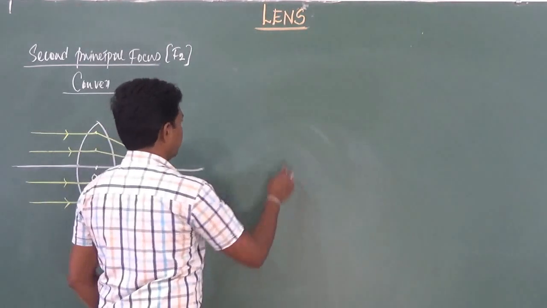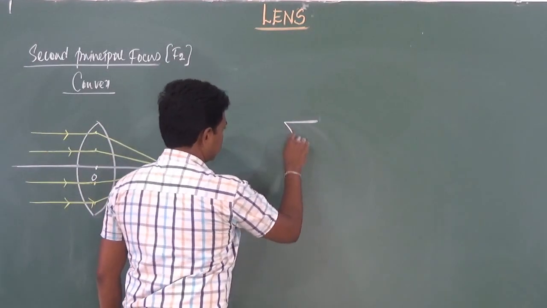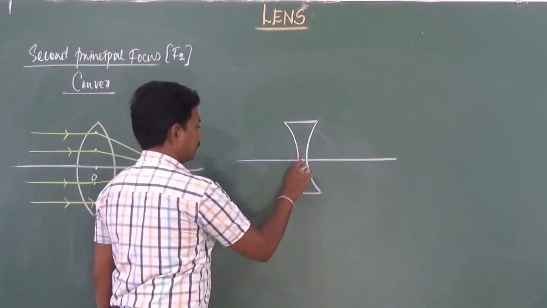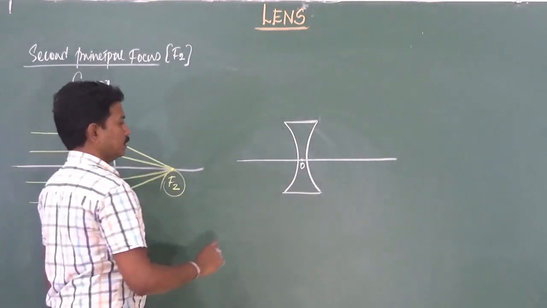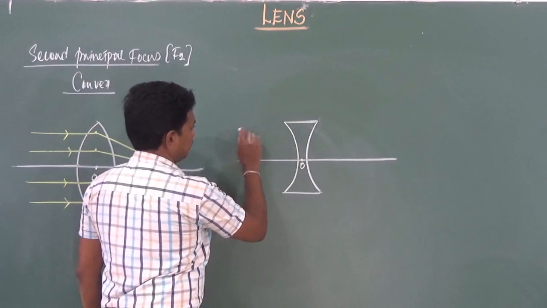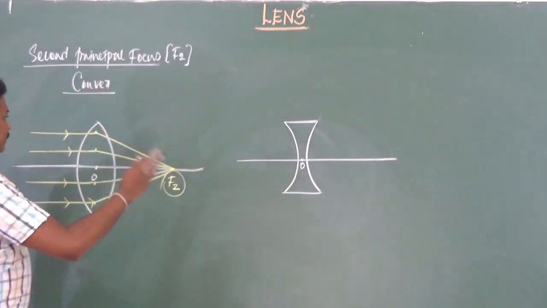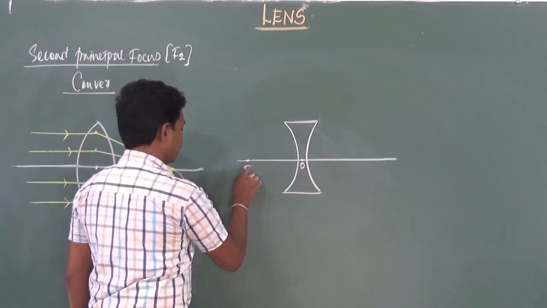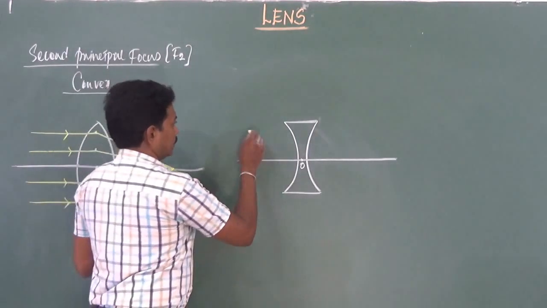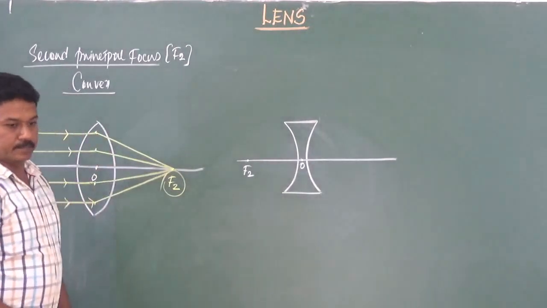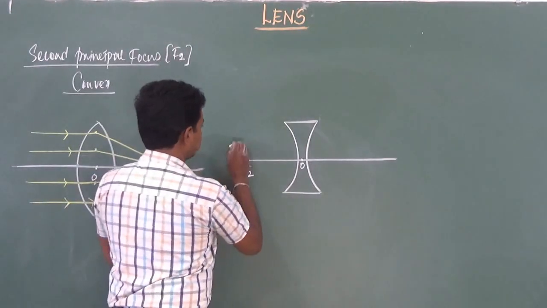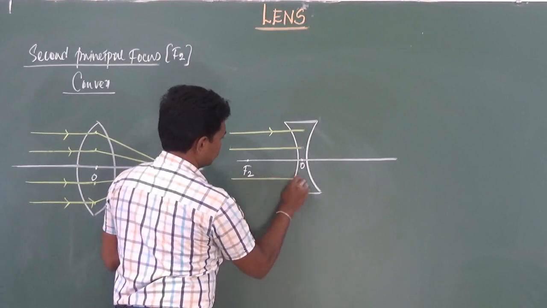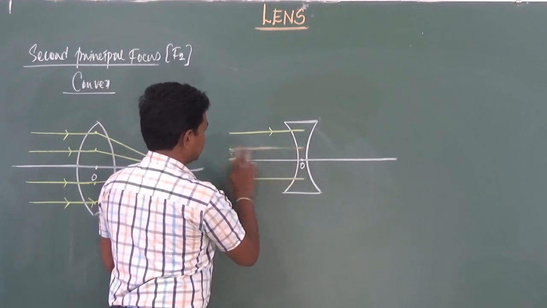Let us see what happens in case of a concave lens. This is a concave lens. This is the principal axis, this is the optic center. Let us take this point as F2. What happens here is the light rays are already traveling parallel to each other. Let us take these light rays, two are enough.